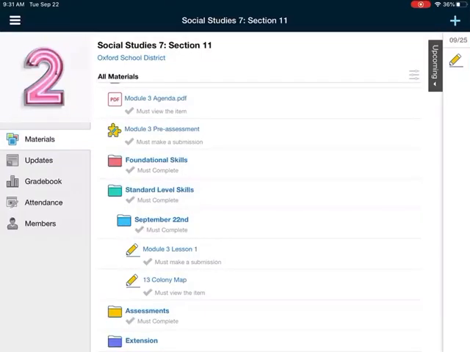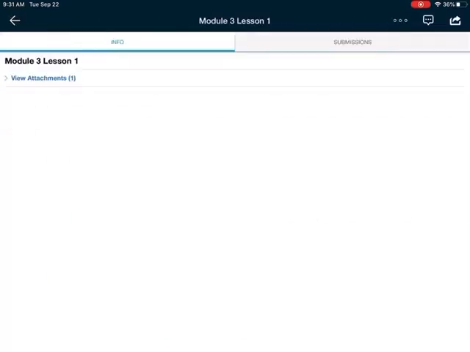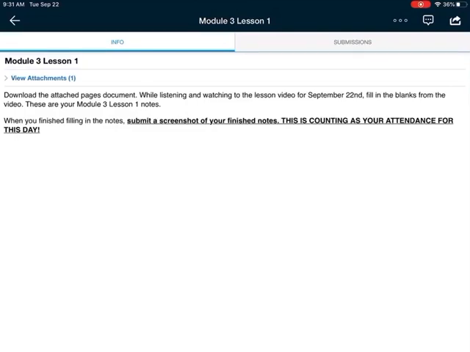Lesson 1 notes. Okay, I'm going to come back to that after, actually let's just do that now. Alright, go to the Module 3 Lesson 1 notes. Alright, what you're going to do is there's an attachment, okay, it's a Pages document this time instead of Google Slides. We're trying out different things, see what works best and what you guys like best, okay?